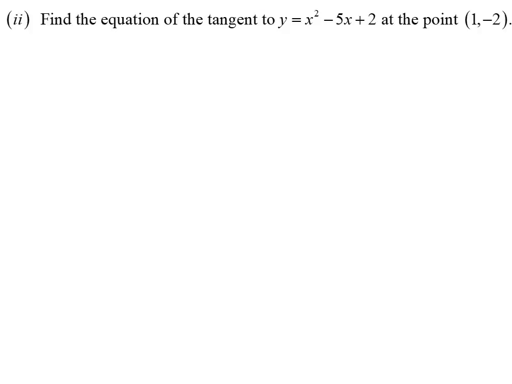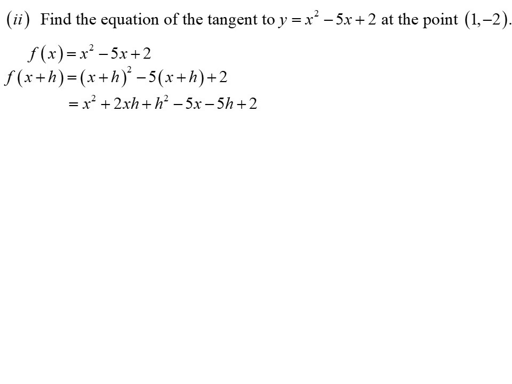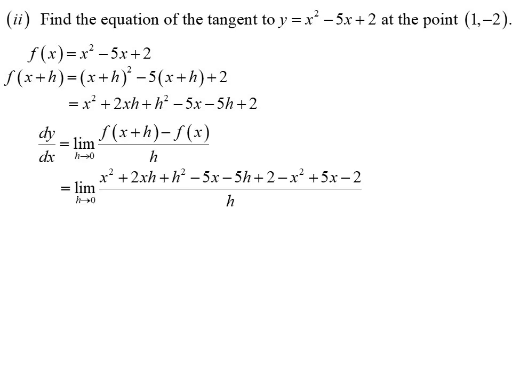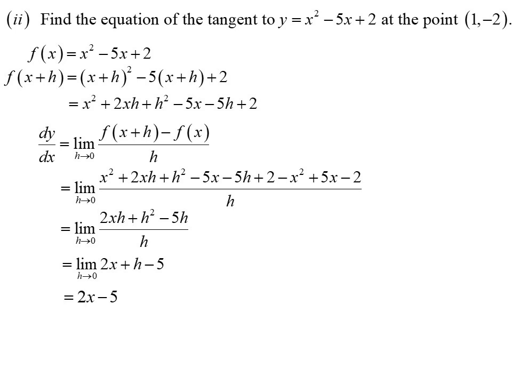Well, let's find the equation of the tangent to this parabola, x squared minus 5x plus 2, at the point 1, negative 2. Function x, I'm going to need function x plus h. All right. Substitute it into our formula. And again, we should find all these terms cancelling, leaving me with 2xh plus h squared minus 5h. Everything's got a factor of h in there. So that will cancel down nicely. 2x plus h minus 5. I want to know what's that doing as h approaches 0. Substitute in, and I have my answer. 2x minus 5. That is the gradient function.